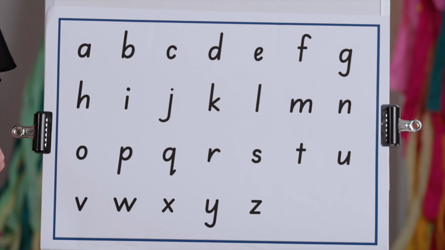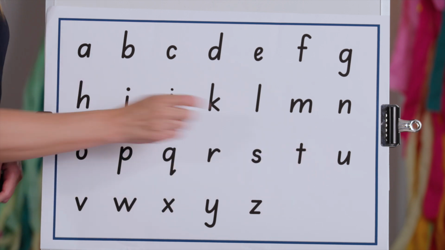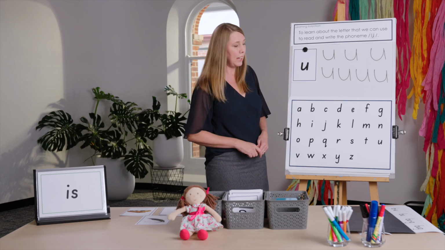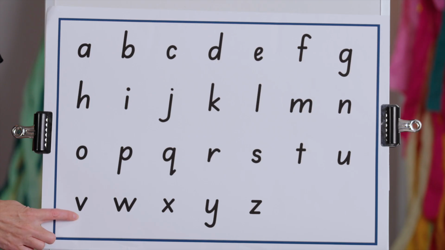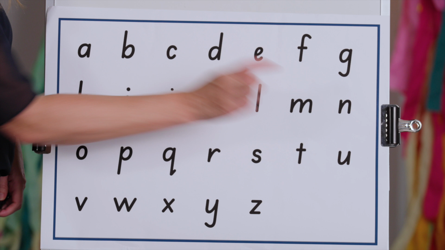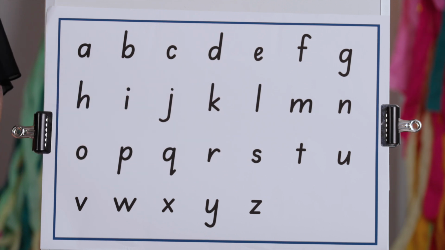I wonder if you can tell me the letter that comes before U in the alphabet. That's right, it's the letter T. And the letter that comes after U in the alphabet is the letter V. This is where U is in the alphabet.